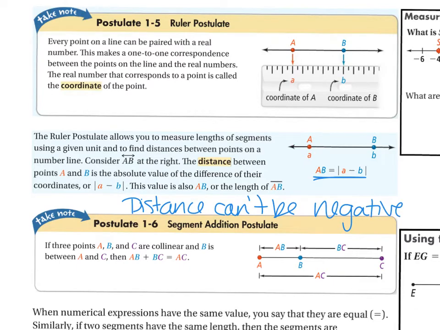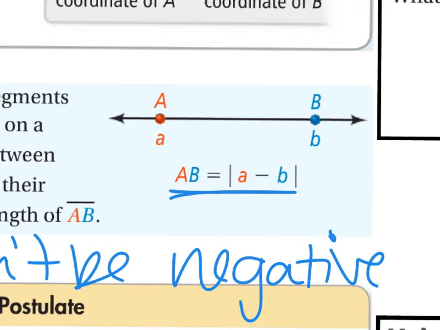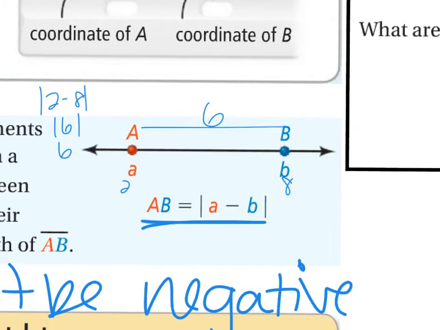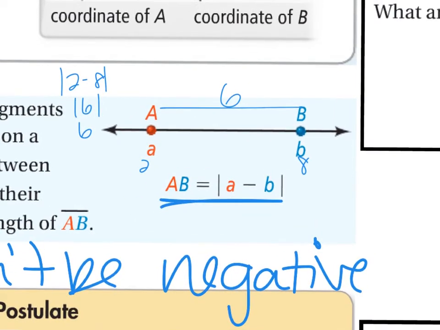Distance is never negative. That's why in this formula they have the absolute value of a minus b. So if this was 2 and this was 8, you could do the absolute value of 2 minus 8, and that would give you the absolute value of negative 6, which is just 6. That makes sense because we know 2 is 6 places away from 8. So don't overthink it. If you get a negative answer, you need to take the absolute value because it's always going to be positive.